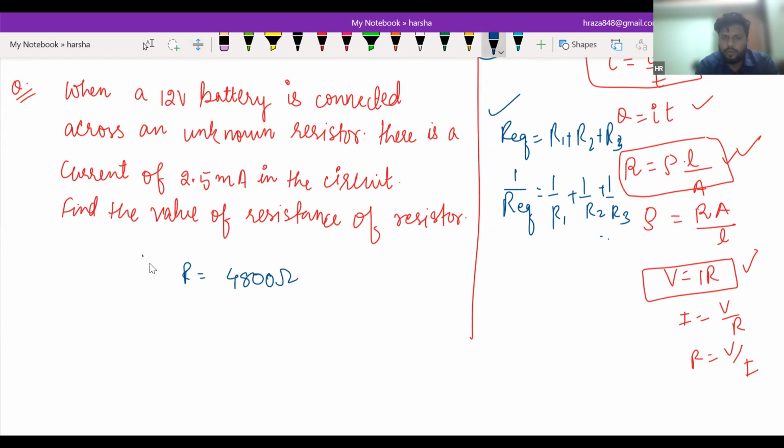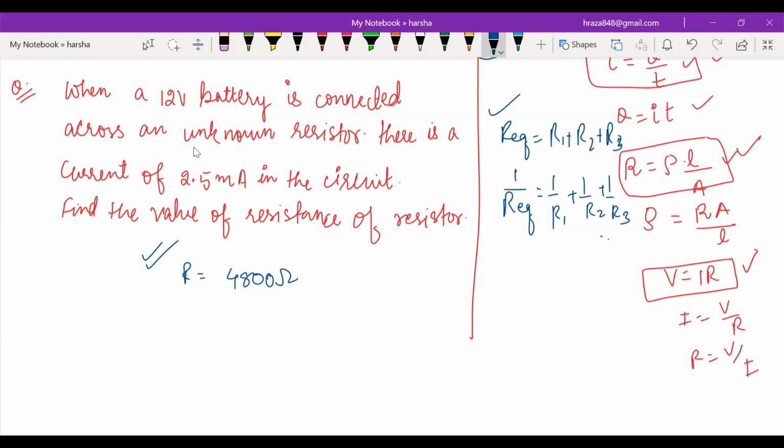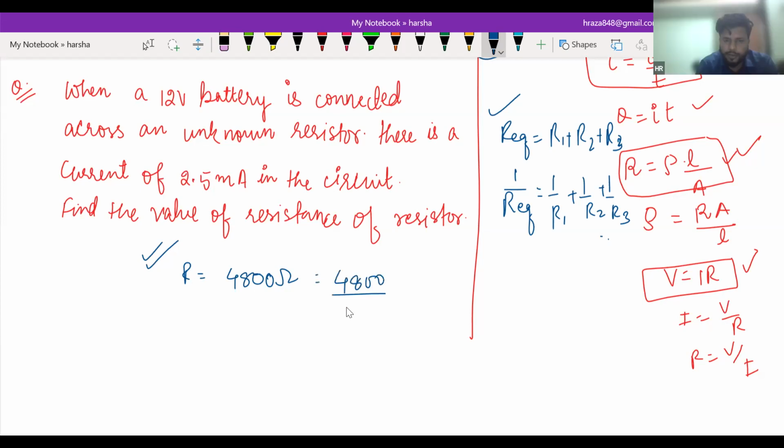Oh, that's good. The resistance is basically 4800 ohm. And if I want to convert it into kilo ohm, can you do it? Sir, 4.8. What we have to do is just divide it by 1000, and it will be equal to 4.8 kilo ohm. Very good, both of you.